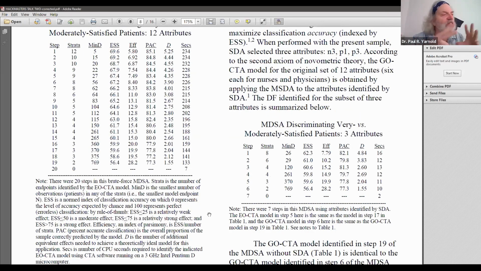This is every single model that exists; you can read about it later. And for the study that we're talking about, you can see there were 20 steps, and at step 20 it found no models. Strata's number of endpoints: at the first one, it found a strata with 12 and the minimum denominator was 5. You see that? And the ESS was 70%. Wow, that's a pretty strong model.